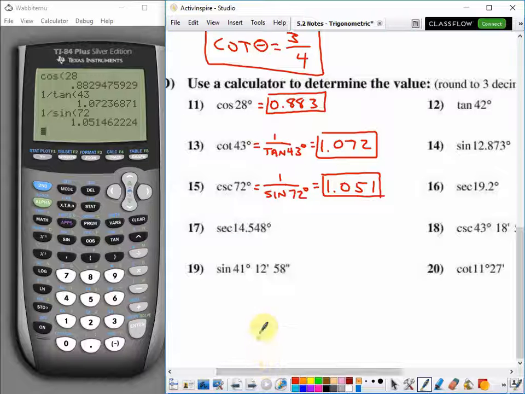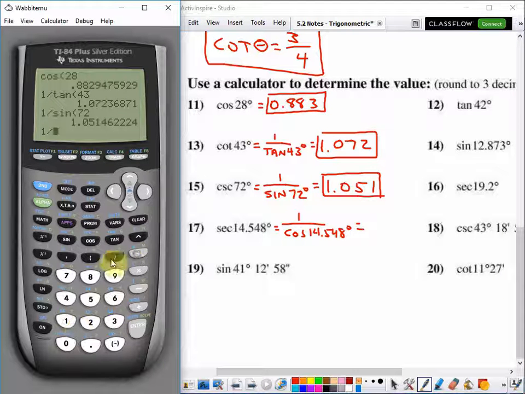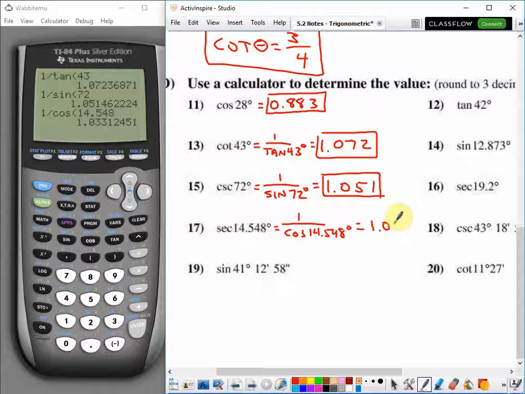Secant is the reciprocal of cosine. So it's 1 over cosine 14.548 degrees. 1 divided by cosine 14.548. 1.033, the next digit is a 1, not enough to bump that up. So 1.033.